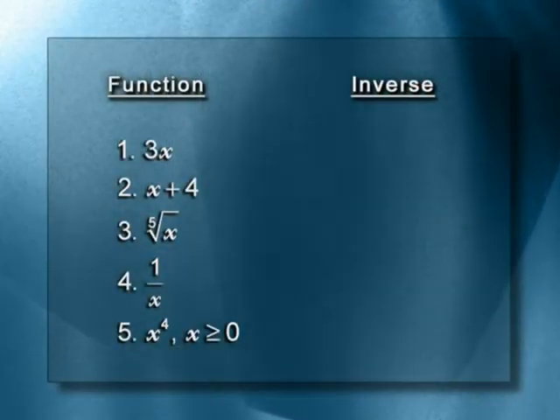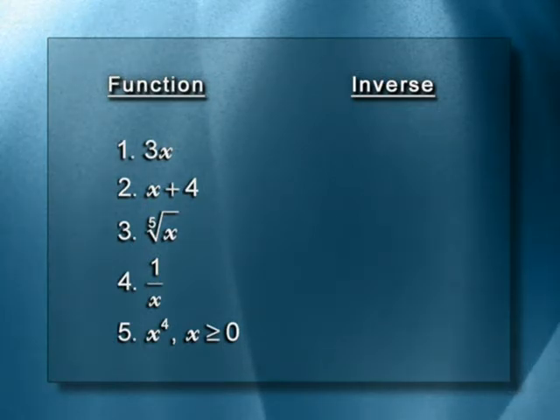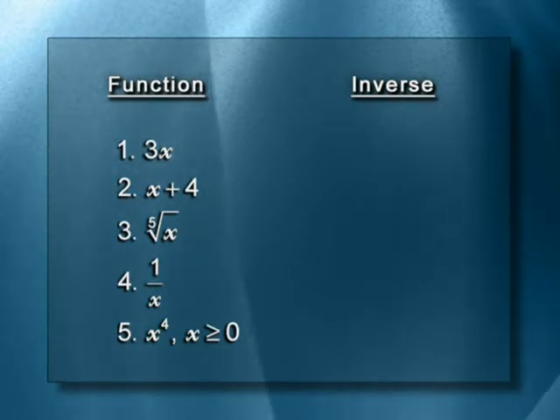In the one column on the left, I list 5 functions, the rules for 5 functions. Let me read them to you. The first function is 3x. The second function is x plus 4. The third function is the 5th root of x. The fourth function is 1 over x, and the fifth function is x to the 4th with a restricted domain, x bigger than or equal to 0.